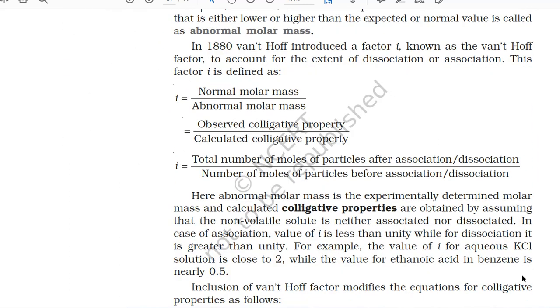In 1880, Van 't Hoff introduced a factor i, known as the Van 't Hoff factor, to account for the extent of dissociation or association. This factor i is defined as: Van 't Hoff factor i equals normal molar mass upon abnormal molar mass, equals observed colligative property upon calculated colligative property. i equals total number of moles of particles after association or dissociation upon number of moles of particles before association or dissociation.